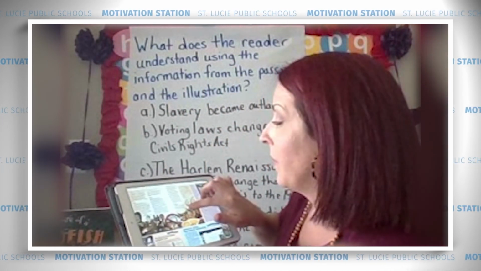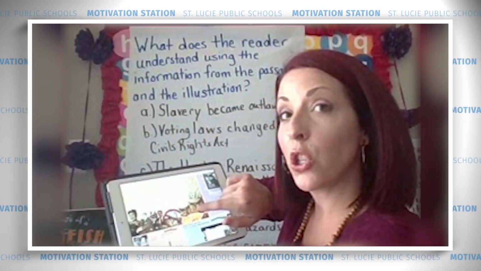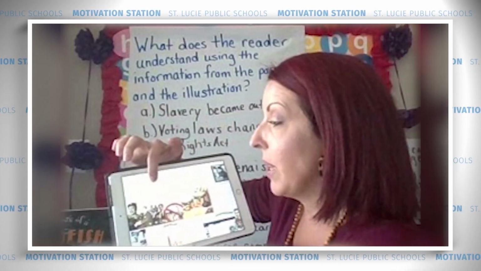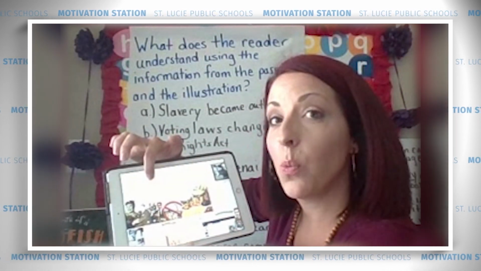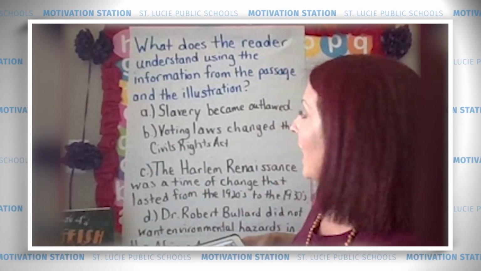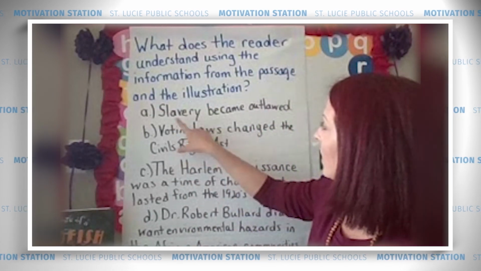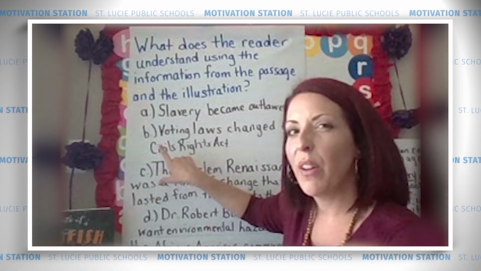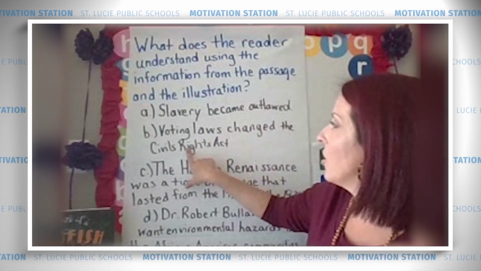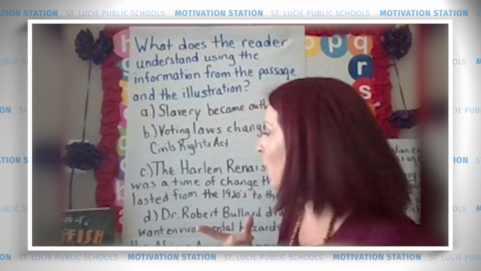So I see right here that there's a picture of food, and in my subheading right here, it says foods as well. Well, when I go back and I evaluate, that's my E of the relax strategy: slavery became outlawed, nothing about food. Voting laws changed the Civil Rights Act, nothing about food there either.